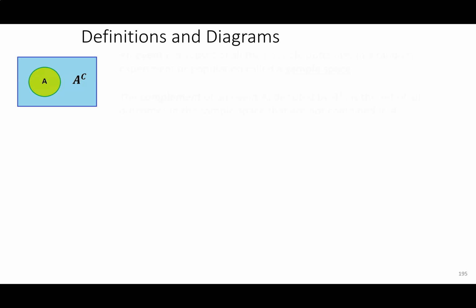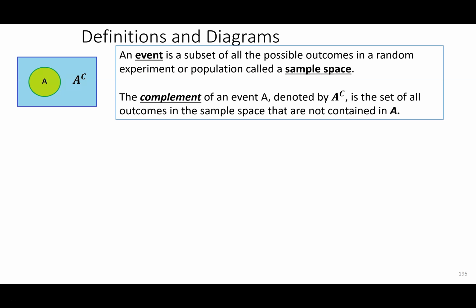So some definitions here. We talked about an event being a subset of all the possible outcomes. It could be pretty much a subset of all of them, but most of the time it's going to be a smaller subset of our sample space. Then we have the complement of an event A. So if A is rolling an odd number, the complement of A is rolling an even number on a dice.